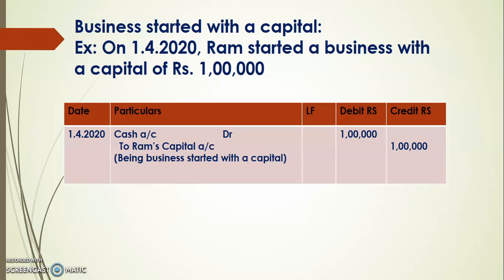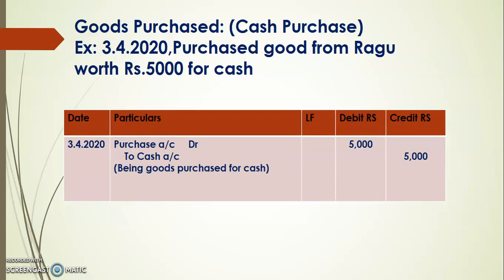So, this is the format for journal entry: date, particulars, ledger folio, debit rupees, credit rupees. Here I have mentioned RS for rupees, but you have to write the rupees symbol. Okay. So, this is the entry for capital investment, cash account debtor to Ram's capital account.